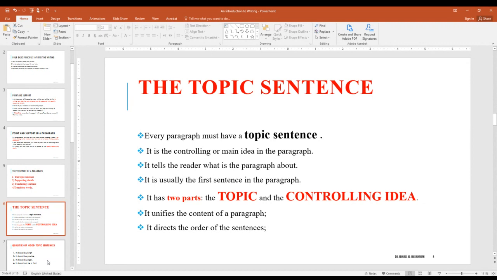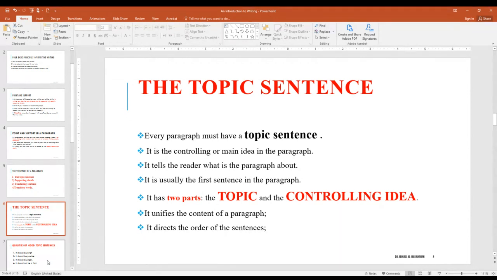Your topic sentence has two parts, the topic and the controlling idea. I will give you some examples now to explain this for you. It unifies the content of a paragraph because the topic sentence should have one sentence, one idea.